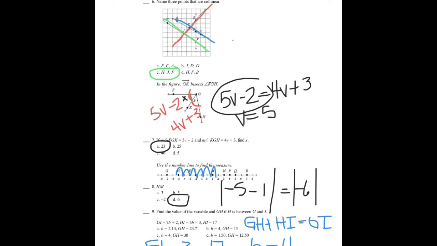So that eliminates this choice, and it eliminates this choice. And then we have to find GH. Well, let's figure out what GI is. GI, this right here: 7 times 4 is 28, plus 2 is 30. So the whole segment has a measure of 30. We know that HI is 17, so 30 minus 17 is 13. So it has to be B. Has to be B.